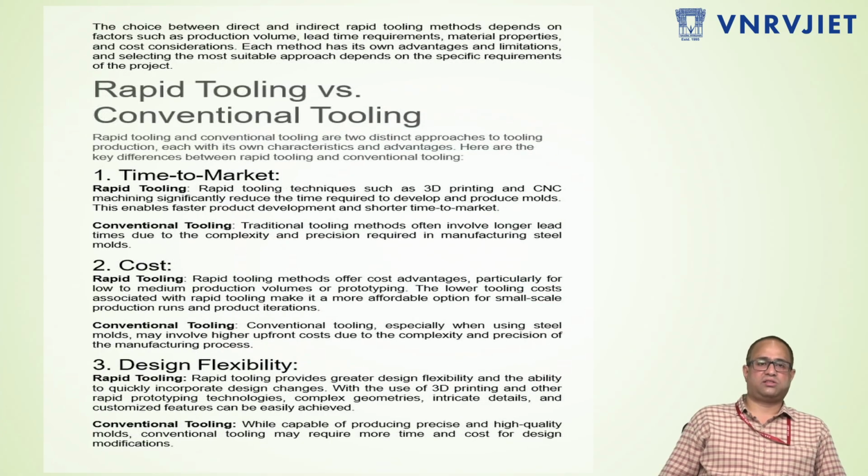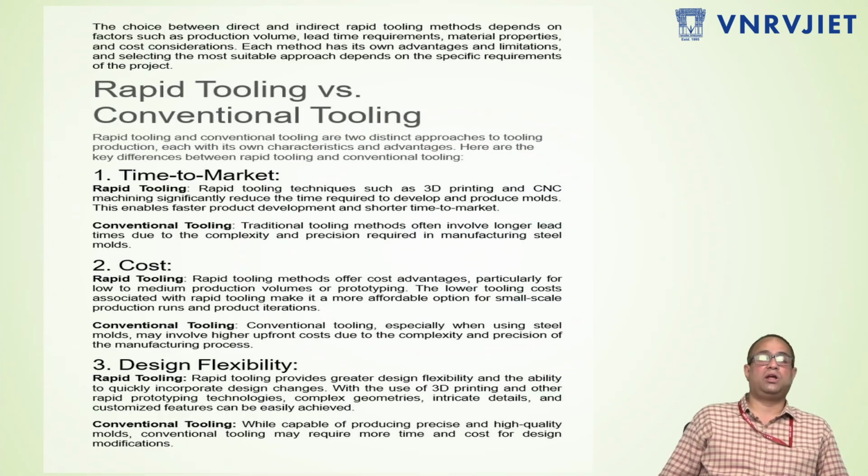Okay, so now coming to the case of rapid tooling versus conventional tooling. With conventional tooling, there is the time to market, and then cost. When you take the case of cost, rapid tooling methods often have cost advantages, whereas conventional tooling, especially when using steel molds, involves higher costs. And when you take the case of flexibility of the design, rapid tooling has the prominent role, where you can work on the flexibility of the design.